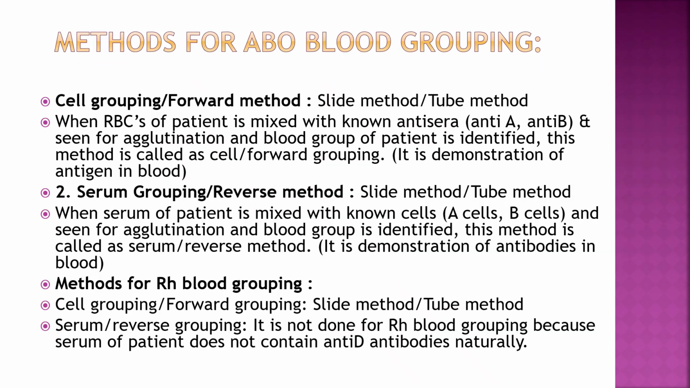Now methods of ABO blood grouping. There are mainly two methods, forward and reverse. Forward is also called cell grouping and reverse is also called serum grouping. In forward or cell grouping, we have to take a cell suspension, RBC of the patient, and then add known antisera. And in serum grouping, you have to take serum of the patient and add known cells from the kit. Then we will see the clumps. And for RH blood grouping, only forward grouping is there, that is cell grouping. Reverse grouping is not there because natural anti-D antibodies are not there.